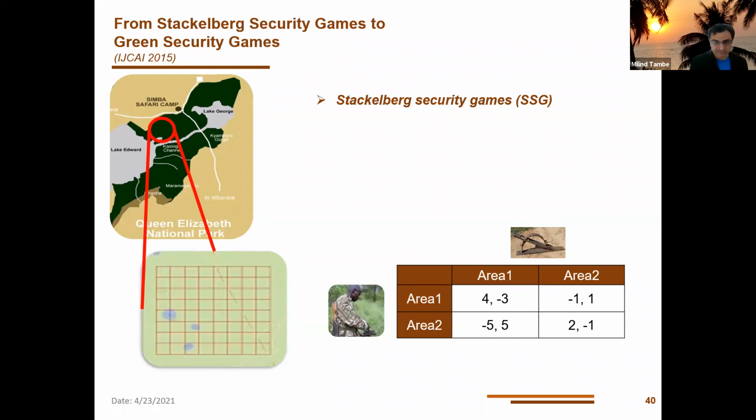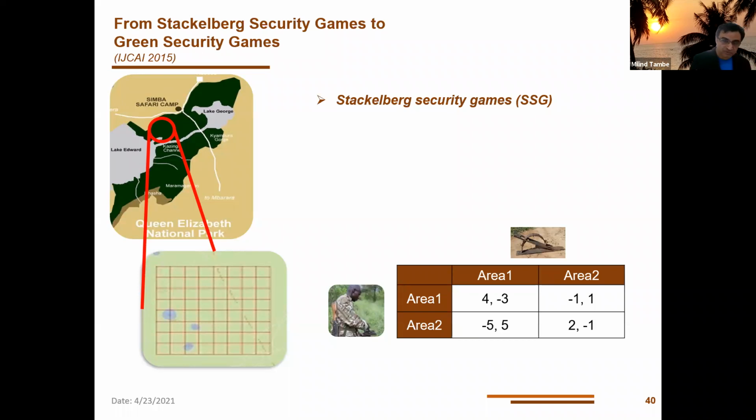The point here is that the ranger's patrols are seen by the poachers before, and the poachers act second. If the ranger were to adopt a randomized strategy, a mixed strategy, 60% of the time being in area 1, 40% of the time being in area 2, it's more difficult for the poacher to predict where the ranger will go, and that leads to improved expected utility for the ranger.